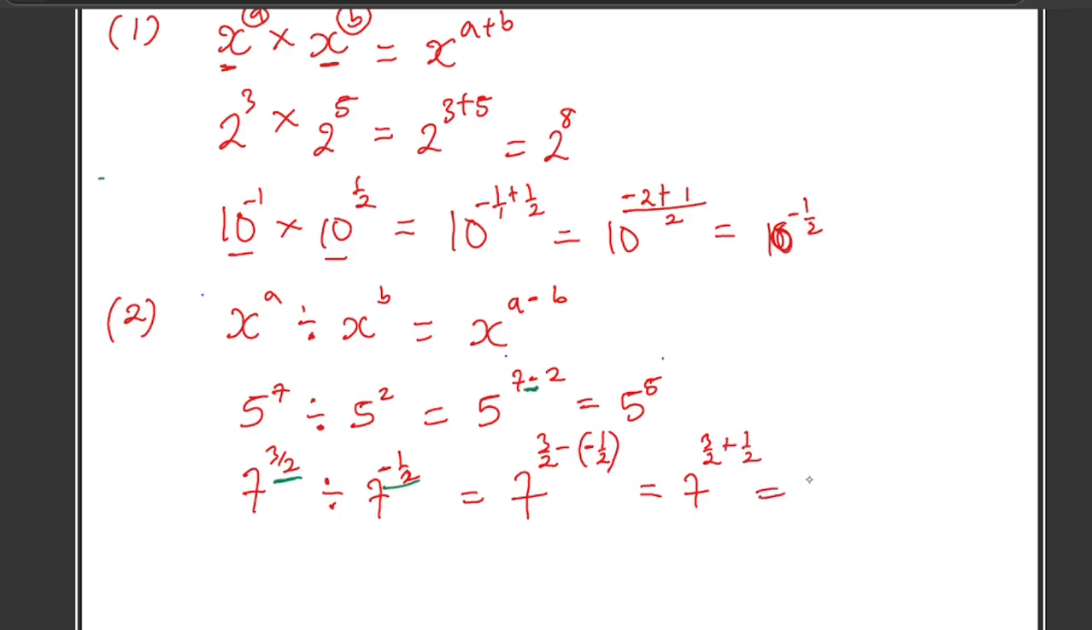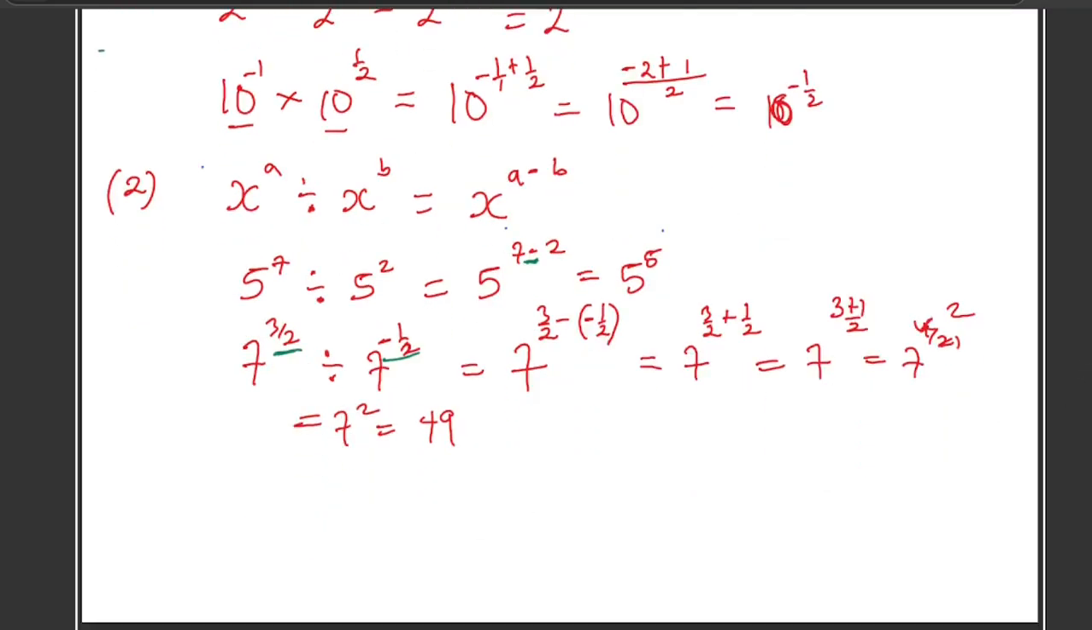Because they have the same denominators, you can just add the numerators, 3 plus 1 over 2. That is 7 raised to power 4 over 2. 2 into 4 is 2. That's 7 raised to power 2, and that's 49. That's the second law of indices.